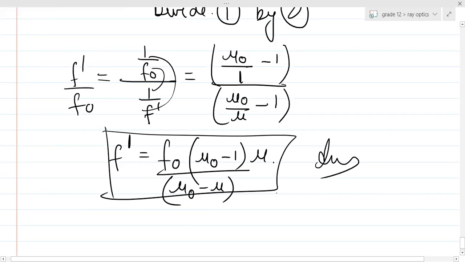So depending upon mu naught and mu, even the nature can change. The one question which I was giving you, I changed the nature as well. Initially the focal length was positive, and I arranged the question in such a way that it will come negative. The data which I gave you was for f dash becoming negative, right? So even the nature will change. These types of questions are important, but anyway, is it clear? Any doubt in this, guys? Any doubt in this? Hello.